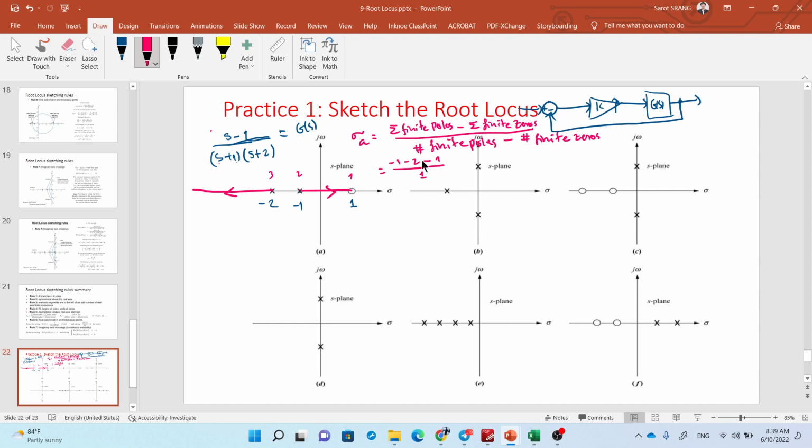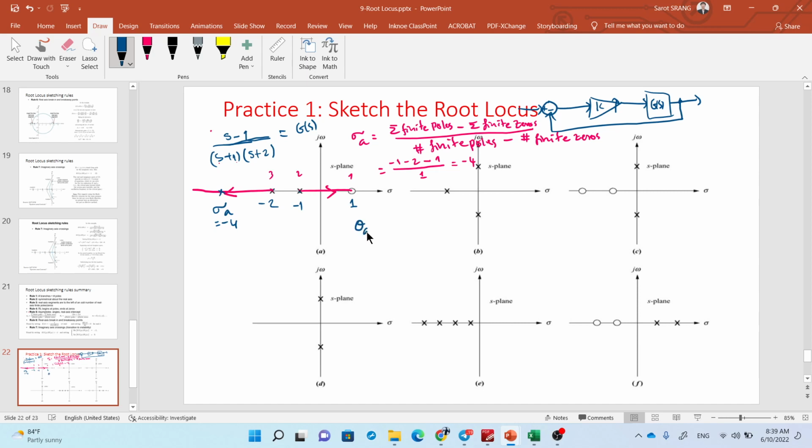So we got 4 minus... okay, so the intercept is at minus 4. Let's say here sigma A is minus 4. Okay, and we don't know the angle yet, so we cannot draw it, right? I don't know whether this way or this way or this way. So I need the angle with respect to the real axis.